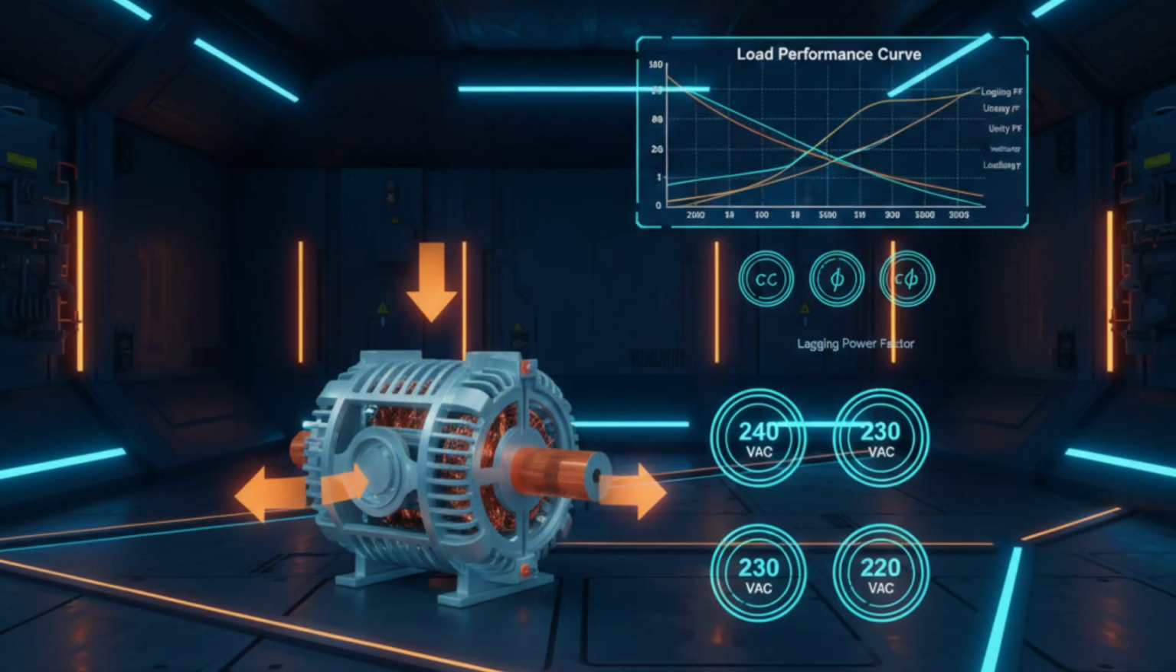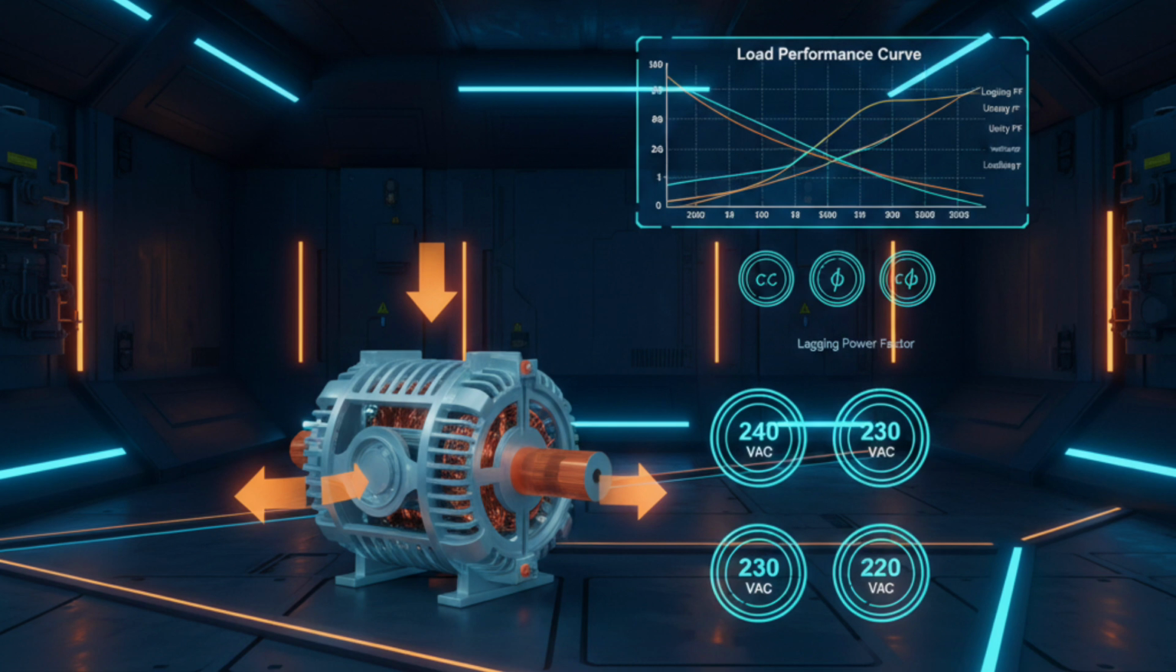Load performance curve. Here the generator is shown supplying different loads, with voltage meters dropping as load increases. The holographic curve displays terminal voltage versus load current, along with icons for lagging and unity power factors. Lagging power factor loads, such as induction motors, cause a greater voltage drop, which is clearly illustrated in the graphic.